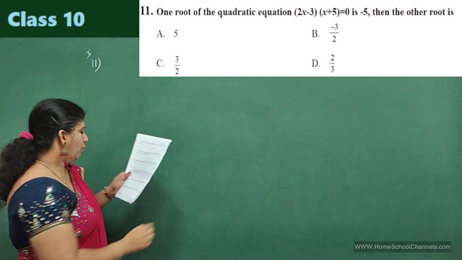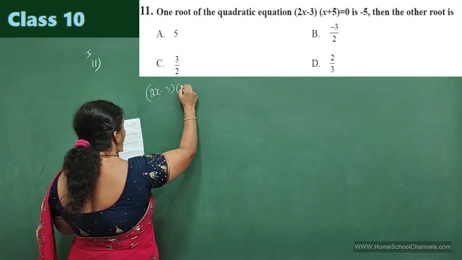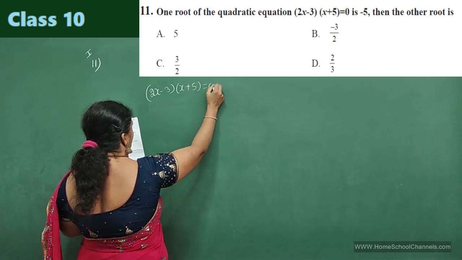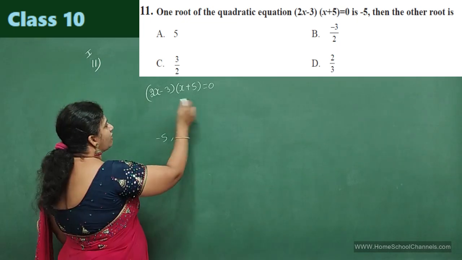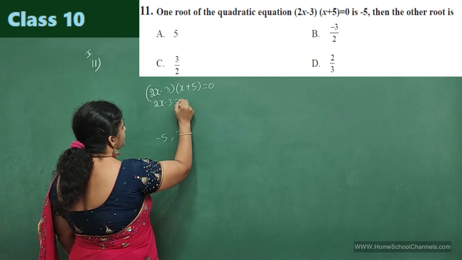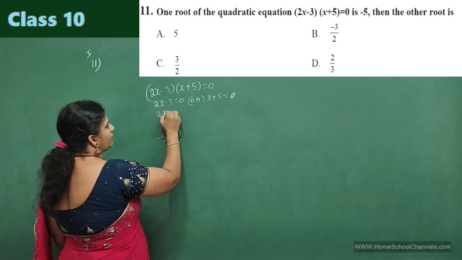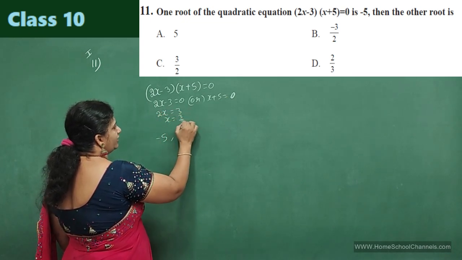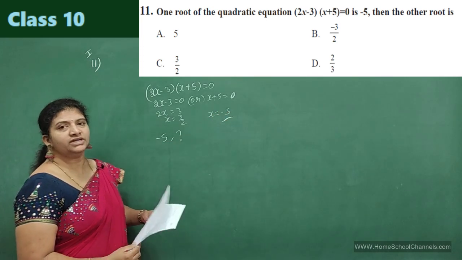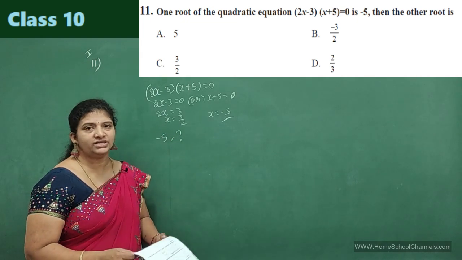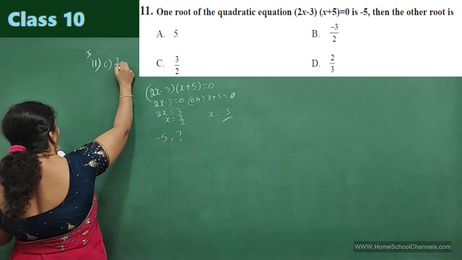Okay, 11th one. One root of the quadratic equation 2x minus 3 into x plus 5 equal to 0 is minus 5. Find the other root is your question. Let us solve this. 2x minus 3 equal to 0 or x plus 5 is equal to 0. 2x is equal to 3, x is equal to 3 by 2. Here x is equal to minus 5. This root they have already given. Other root is 3 by 2. So which option is the right answer here? Option C, 3 by 2.